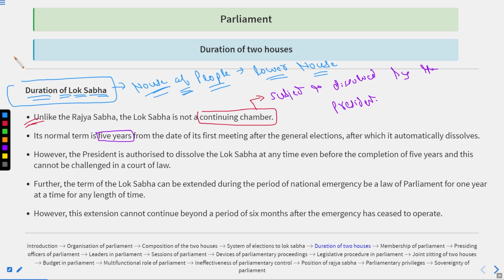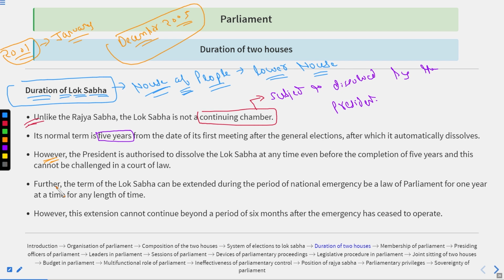For example, if the first meeting was held in January 2001, then in December 2005 the Lok Sabha will be automatically dissolved because it has a 5 year tenure. All right. However, the president is authorized to dissolve the Lok Sabha at any time, even before the completion of 5 years, and this cannot be challenged in a court of law. So you can say it is not necessary that the Lok Sabha should continue its tenure.